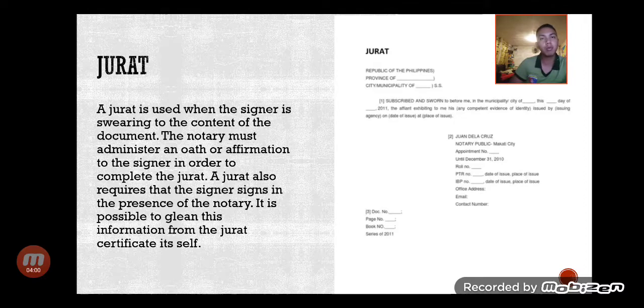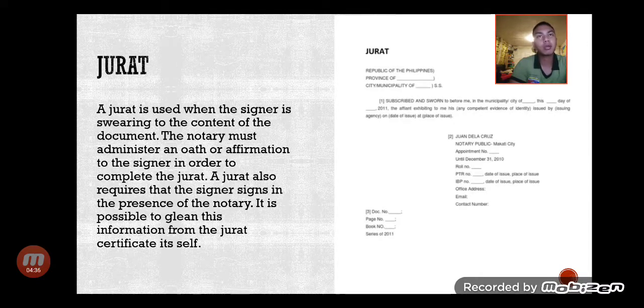So sometimes jurat and acknowledgement create confusion to the public because in legal forms, usually in court proceedings or in legal proceedings, both are attached to the main document, as to supplement the contents of the document. So however, both legal forms have their own definite definition.